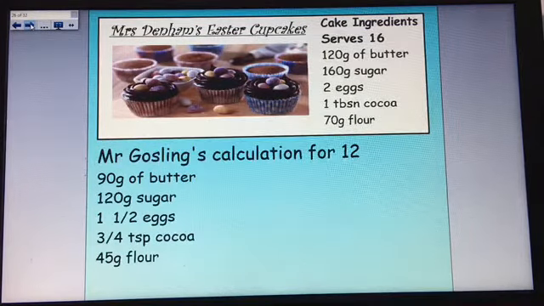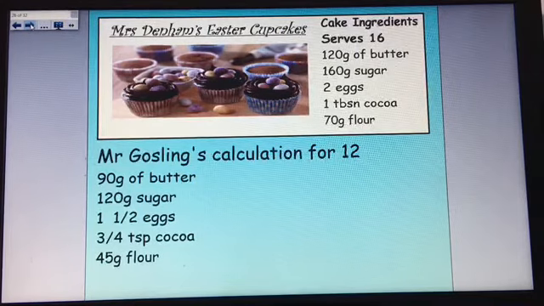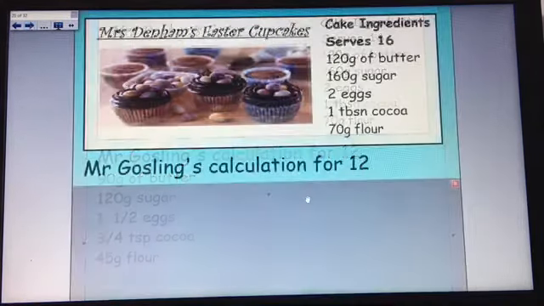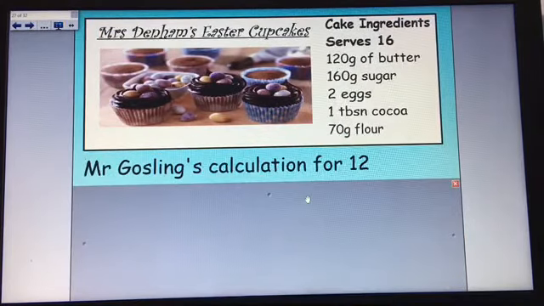So press pause. You can see what my calculation for 12 is. See if you can work out where I went wrong. So I think I've spotted my mistake. Let's see if you agree. So first of all, I'll tell you how I worked it out. I worked out the amount of ingredients I'd need for 4, and then I times that amount of ingredients by 3 to work out how much I would need for 12.